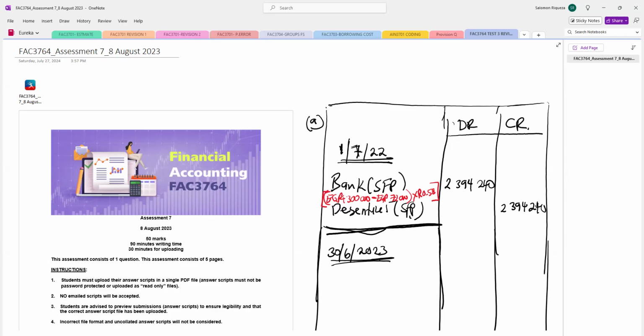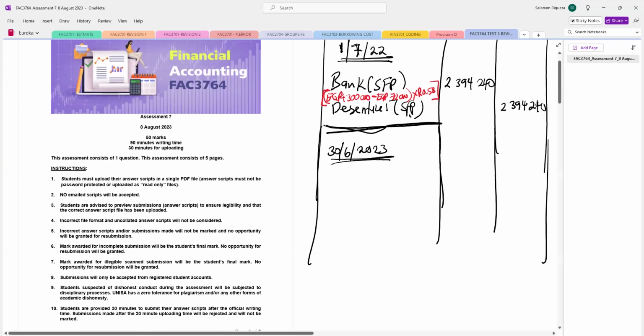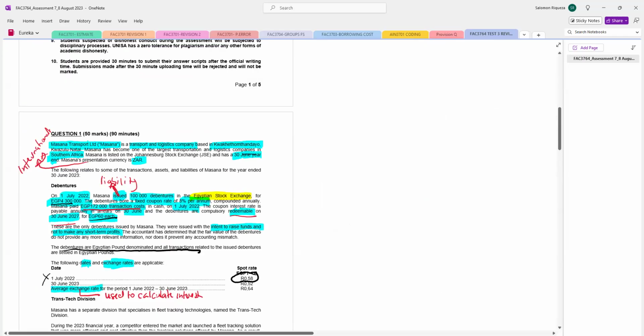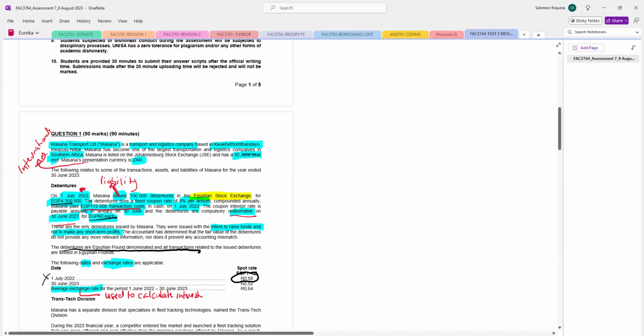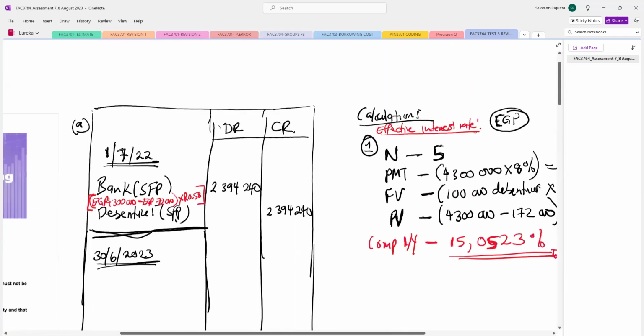Yeah? Right. And then let me come back to the period. So they said on 1 July 2022, Masana issued 100,000 debentures. So this is the beginning. Okay. This is my starting point. Right. And then later on they said, the debentures are compulsorily redeemable on 30 June 2027. So this is the day it's going to be redeemed. So I'm counting from here to here. All right. Okay. So thank you, yeah, Naomi.